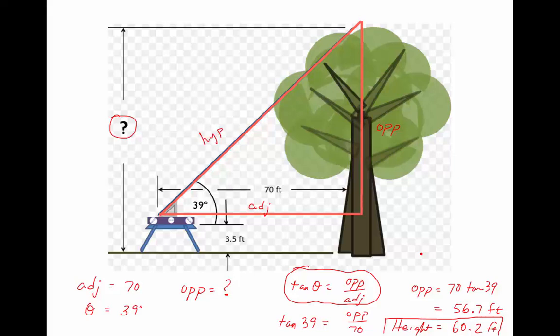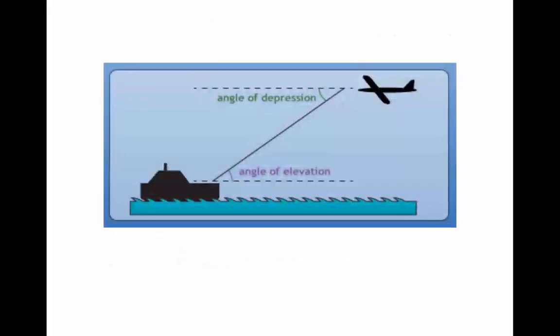Okay, this 39 degrees is an example of something they call angle of elevation. Okay, so angle up from horizontal. That's called angle of elevation. Can I erase? So there it is. So here's a boat example. So angle of elevation, up from horizontal. Angle of depression is an angle down from horizontal.